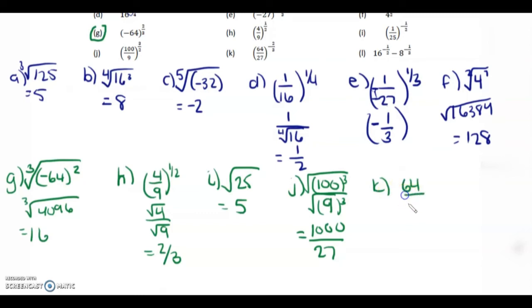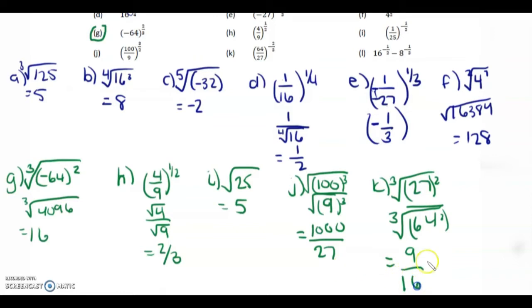Okay, 64 over 27. Actually, this is a negative exponent, so I'm going to flip this. We're going to go 27 over 64. And we're going to raise this to the 2 over 3. Raise that to the 2, and then cube root. And if we individually do those, we have 27 squared cube root. I get 9. And then 64 squared cube root, I get 16.